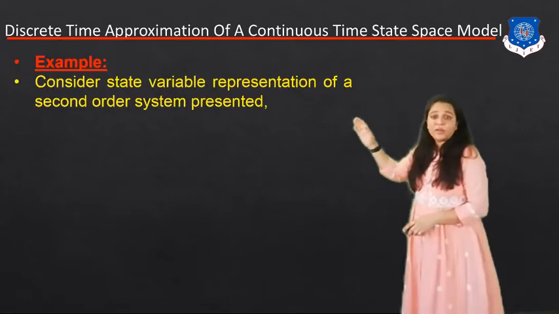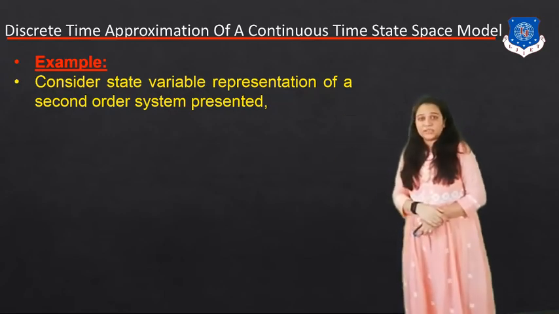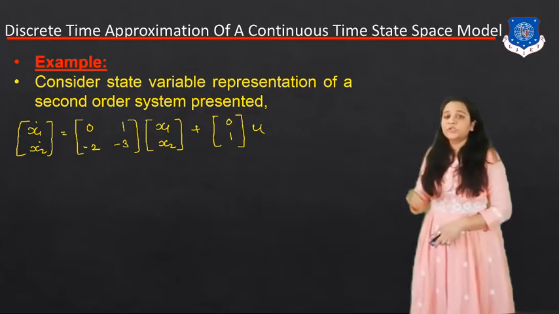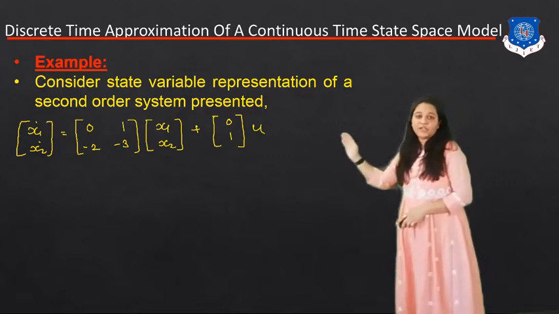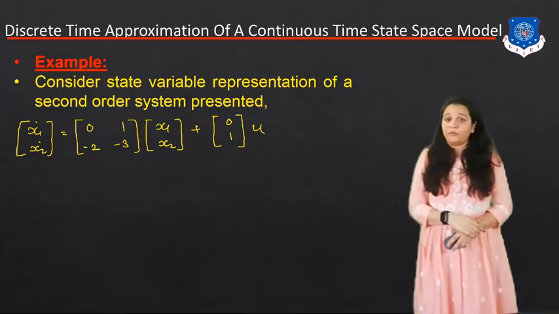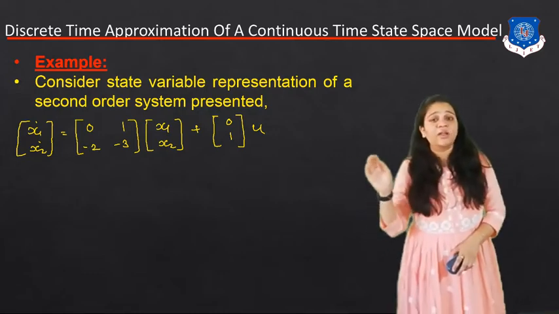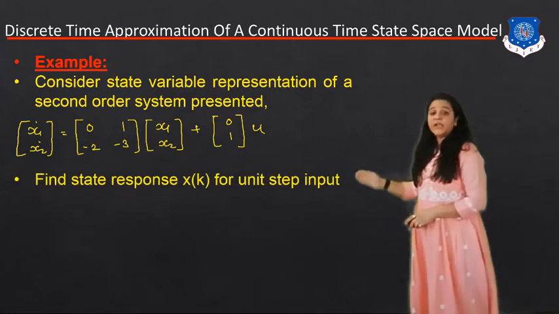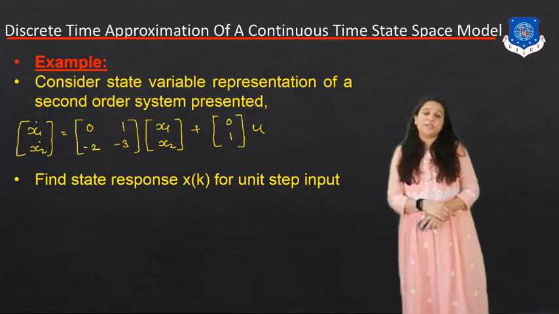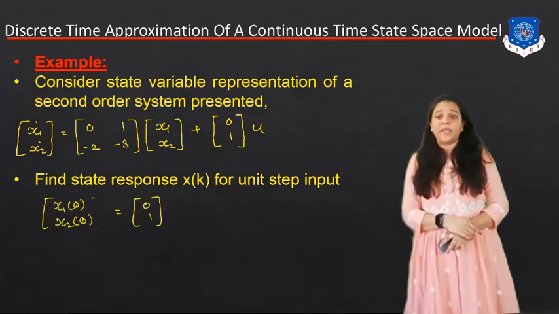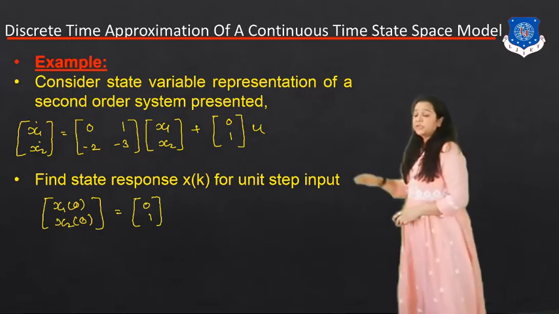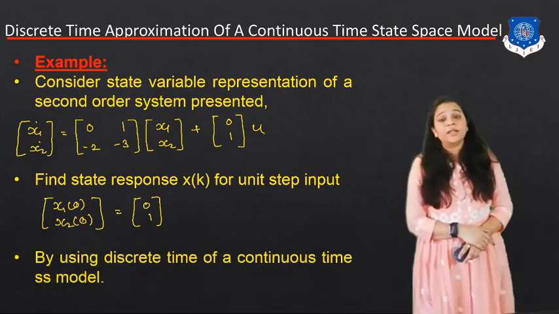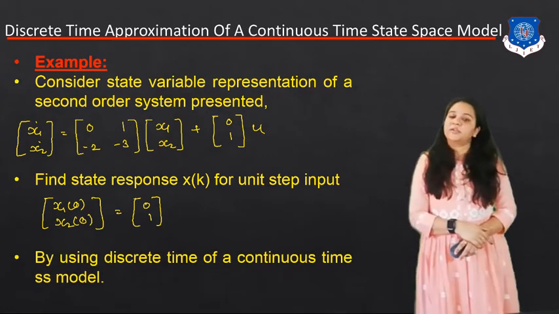Consider the state variable representation of the second order system presented like this: x1 dot, x2 dot is equal to [0 1; minus 2 minus 3] times [x1; x2] plus [0; 1] u. Here you have to note that the equation is given in the continuous time state space model. We have to find the state response x of k for the unit step input. The input is a unit step, and the initial condition is x1 of 0, x2 of 0 equal to [0; 1], using the discrete time approximation of the continuous time state space model.